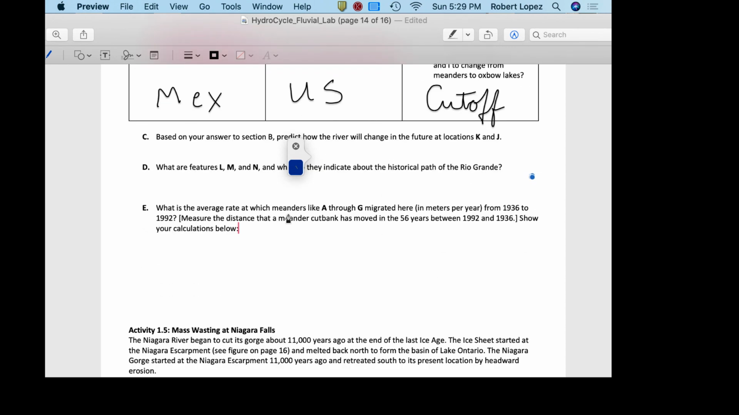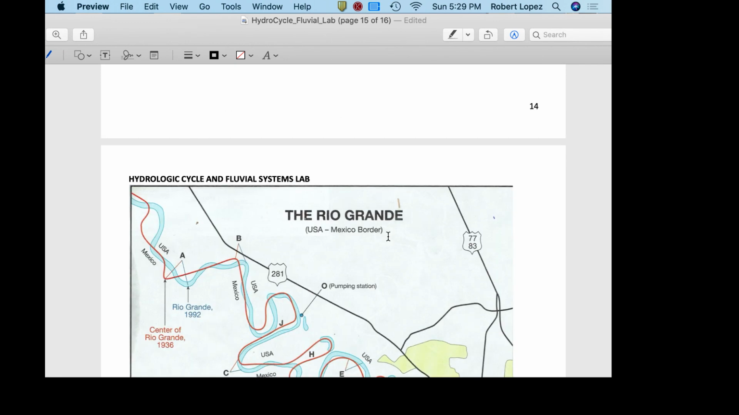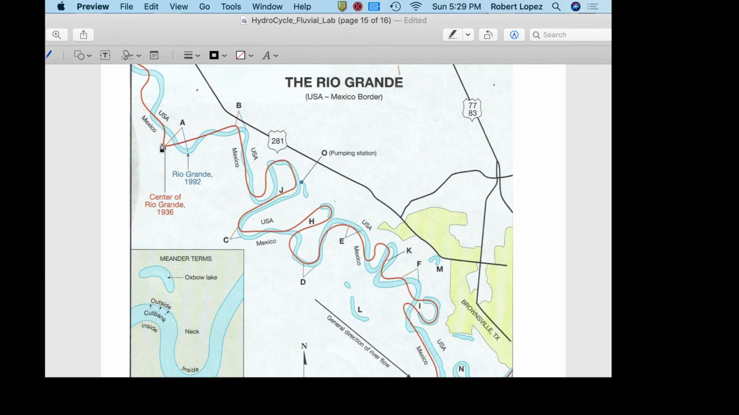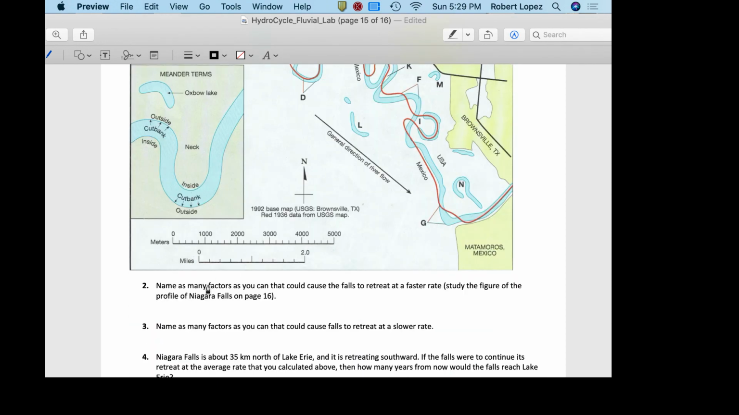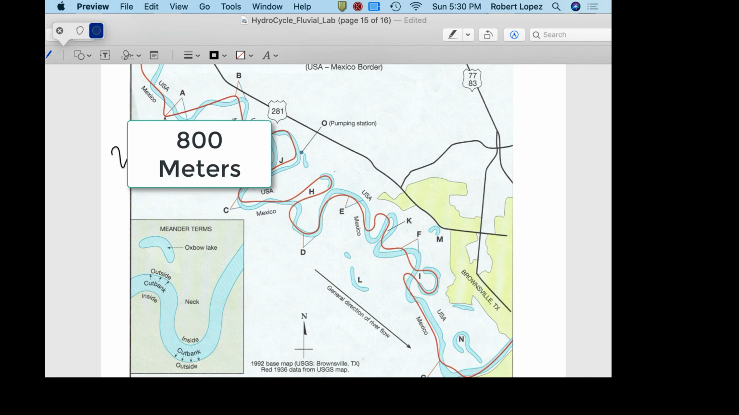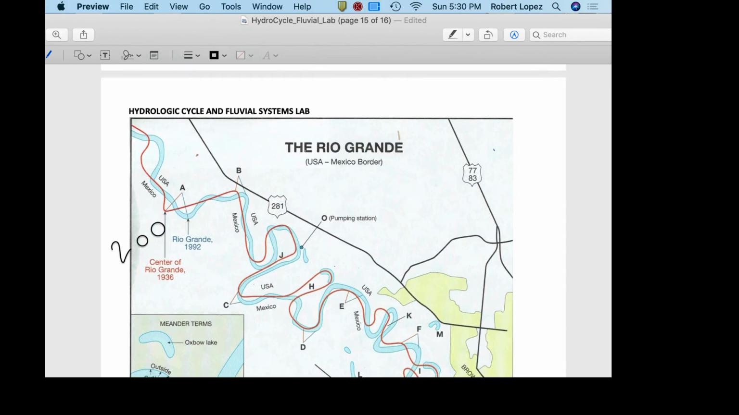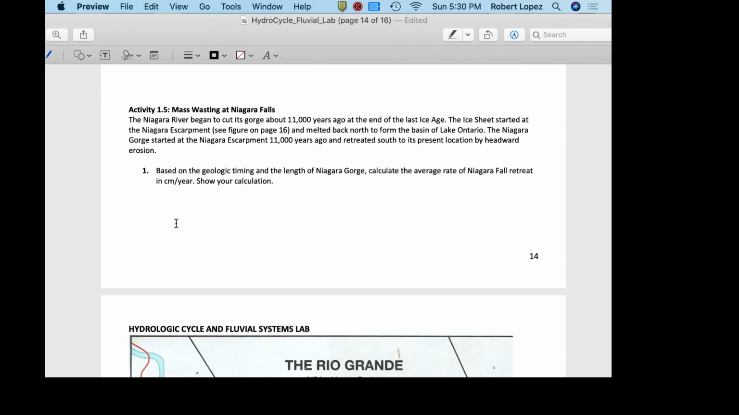And then this next part is going to deal with migration between 1936 and 1992. To do this, what I recommend, for example, on this A through G, is to measure the distance of any of these. So for example, location A, in 1936 it was here, but in 1992 it was here. So using the bar scale down here, you'll see that distance roughly corresponds to maybe 900 meters. This is 200. And it was over a time interval of 56 years, because that's the time between, 56 years here.